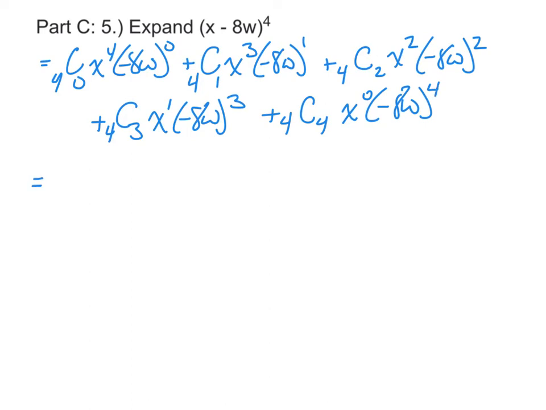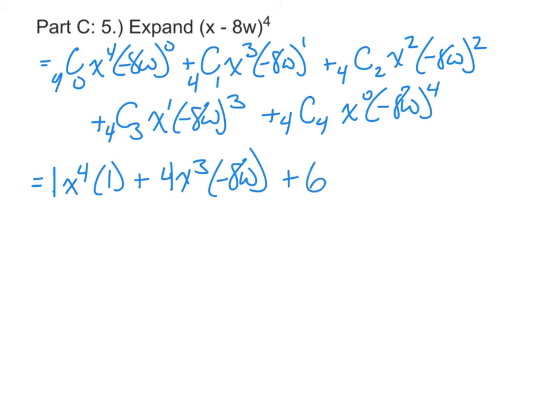In the next line of work, compute everything that needs to be computed. 4 choose 0 is 1, x to the 4th, negative 8w to the 0 is 1. 4 choose 1 is 4, x to the third, then negative 8w. In the third term, 4 choose 2 is 6, x squared. And now we have to square negative 8w, which would be positive 64w squared.